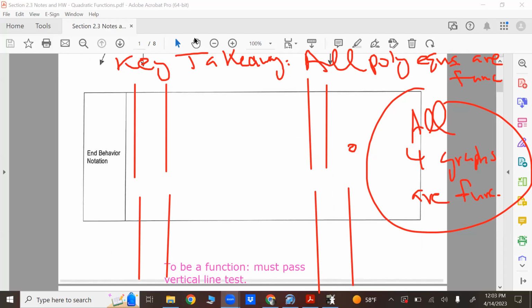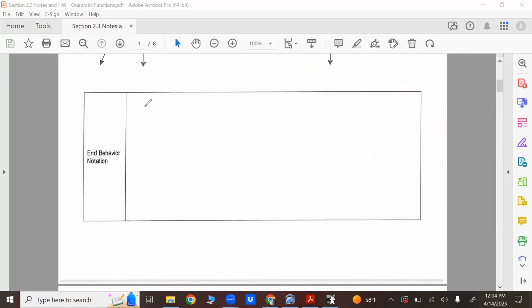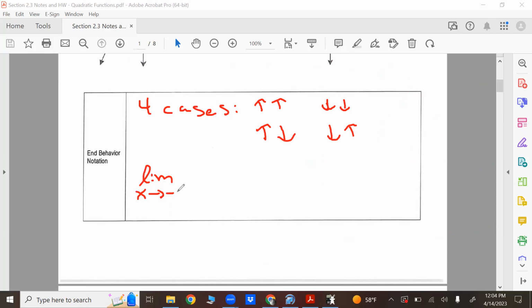End behavior notation. You guys saw this in Algebra 2, I think. So for end behavior, there are 4 cases. Here are your 4 cases. The arrows could both point up, both point down, or left is down and right is up, or left is up and right is down. Those are the 4 cases. End behavior notation, you write like this. I'll explain what that means in a sec.